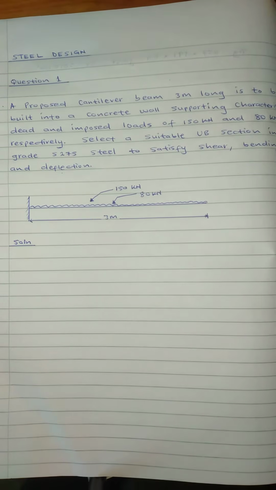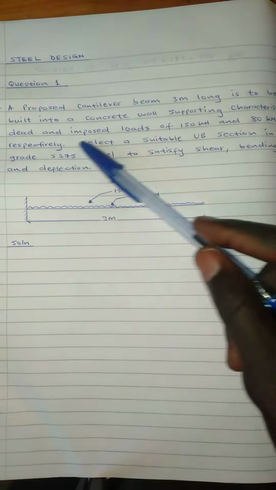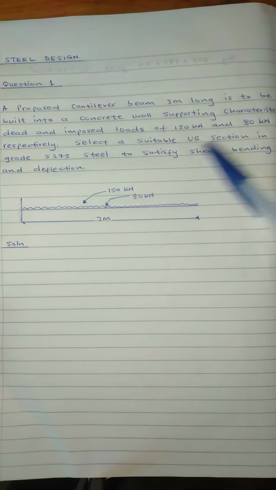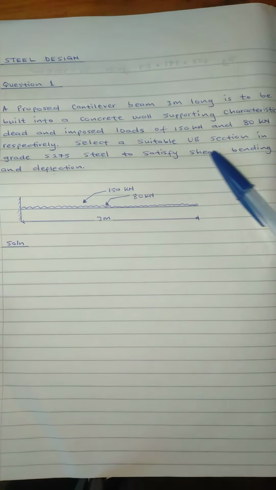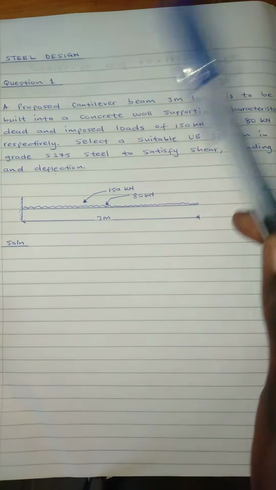A proposed cantilever beam 3 meters long is to be built into a concrete wall supporting characteristic dead and imposed loads of 150 and 80 kilonewtons respectively. Select a suitable UB section in grade S275 steel to satisfy shear, bending and deflection.